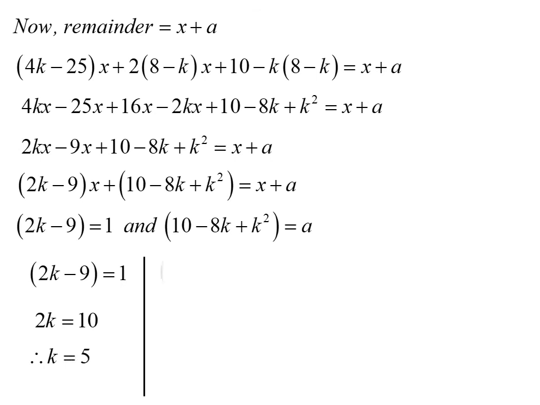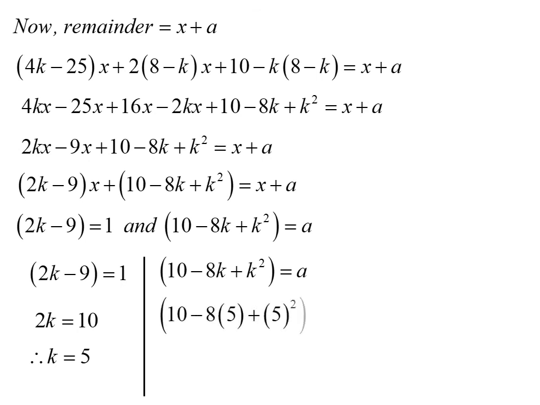And for the other one, I have 10 minus 8k plus k square equals a. Now we have the value of k. So putting this value, I will get 10 minus 8 into 5 plus k square, 5 square, is equal to a. So I will get a equals 10 minus 40 plus 25. So it will become minus 5. So I will find the value of a, and a is minus 5.